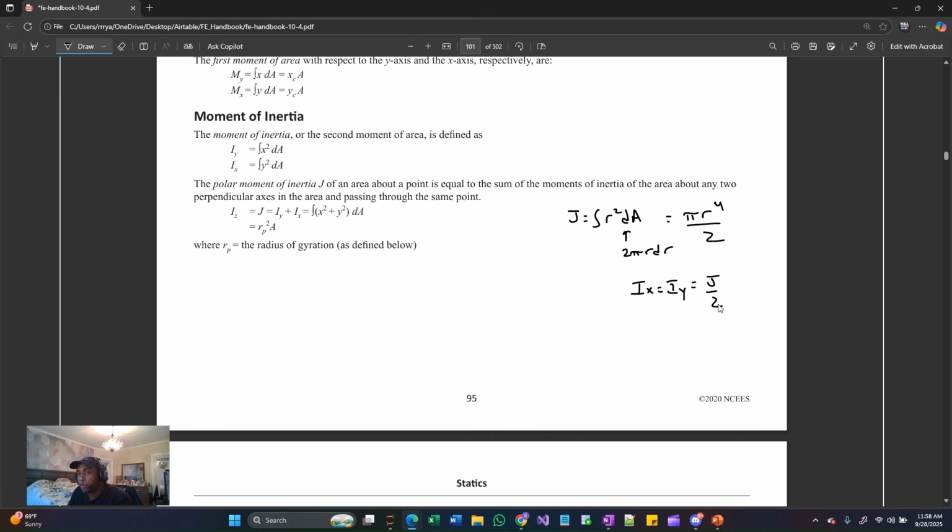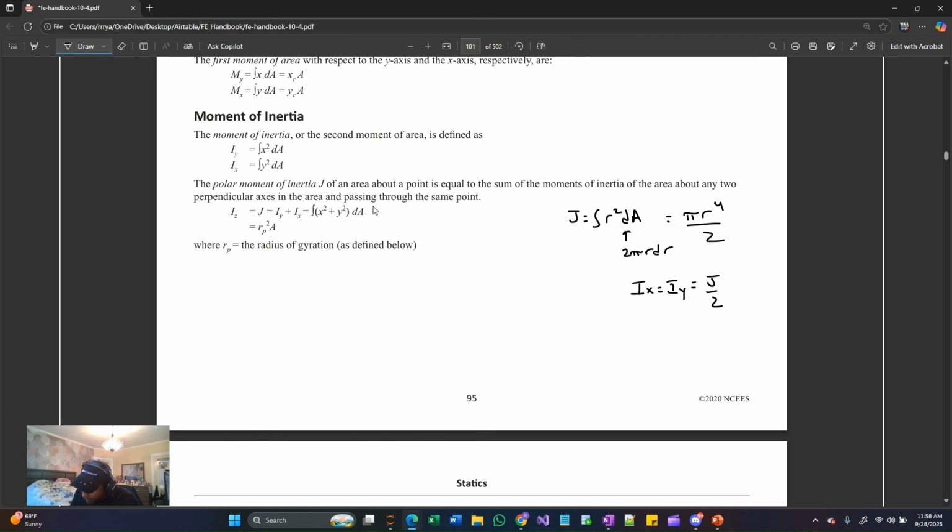So if you can remember the polar moment of inertia, you cut it in half, you can get the moment of inertia about the x or y axis. That's called the perpendicular axis theorem. I'm sure most of you are familiar with the parallel axis theorem. And really, it's about that symmetry property. That's why this is true.